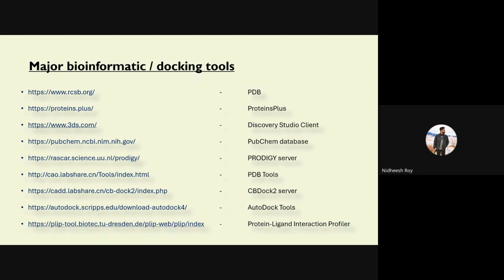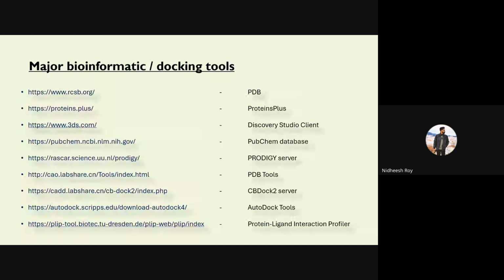On the ligand side, the major resource is PubChem, a comprehensive database of small molecules. From PubChem, we can retrieve chemical structures, download the ligand files, and obtain basic physicochemical properties that are used before docking.